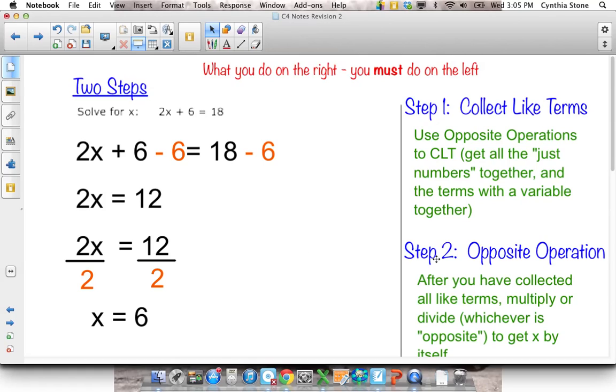And now I use the opposite operation again to get x by itself. 2 and x are multiplied, so divide both sides by 2. Those 2's cancel. I end up with x equals 6. 12 divided by 2 is 6. Okay?